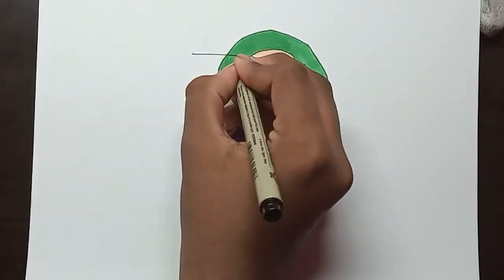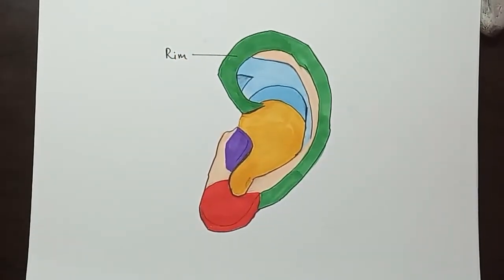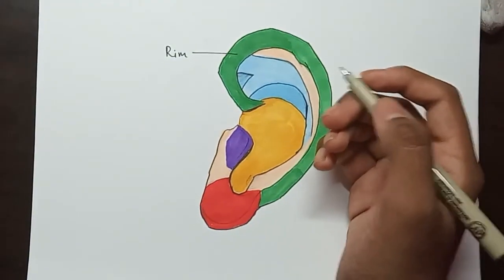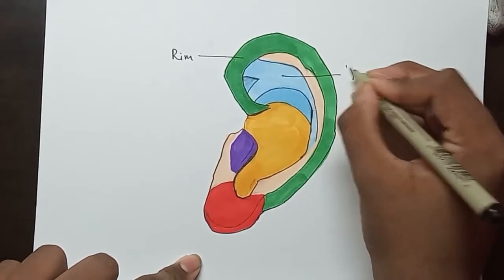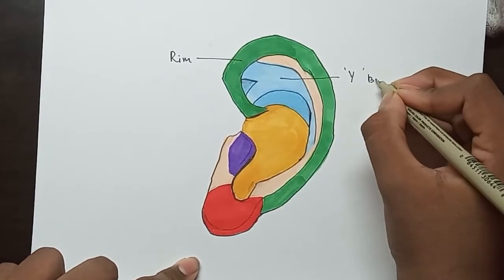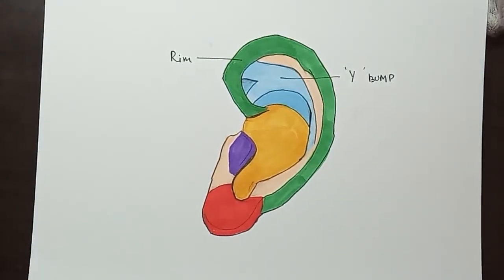This in green is the rim. This is the outermost contour of the ear and it folds over on itself, forming the shape of the ear. Now, here in blue is called the Y bump. Now, this is the main part of cartilage that wraps around the rim's contour. Now, you will see a little bump that sticks out from the ear as well.